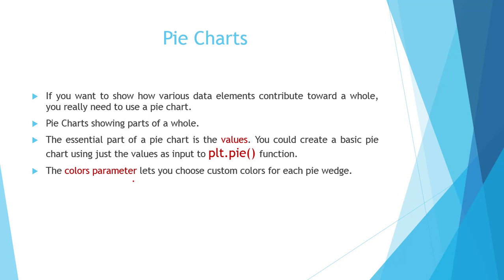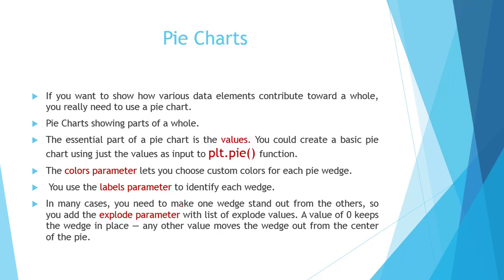Another parameter, that is color parameter, lets you choose the custom color for each wedge of the pie. Next is the label parameter, which is used to identify the wedges. And in many cases, if you need to make one wedge stand out from the others, we can add the explode parameter. With this parameter, a value of 0 keeps the wedge in place and any other value moves the wedge out from the center of the pie. So explode parameter is used to make one wedge stand out from the others. For that, we have to specify the list of explode values.